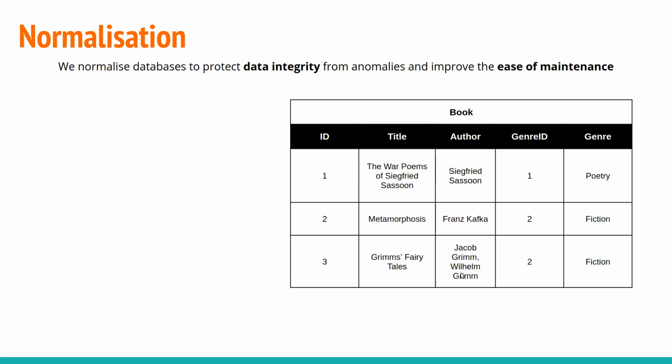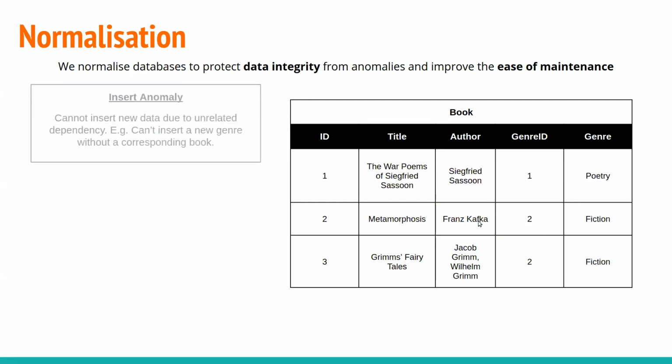So we'll see a number of reasons why this database is insufficient. There are 3 different ways that we can confirm a database is not normalized. There are 3 different reasons why we normalize a database. They are what we call anomalies. There are 3 anomalies that can occur. So one anomaly is called an insert anomaly. That means you can't insert new data into the database due to an unrelated dependency.